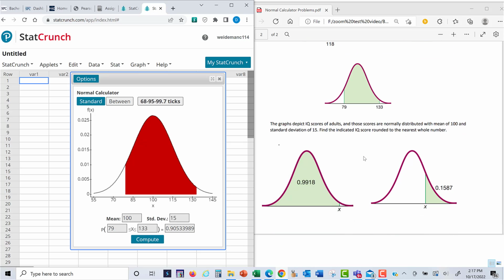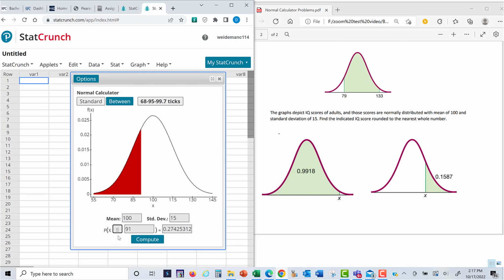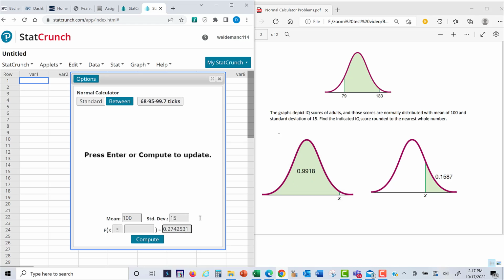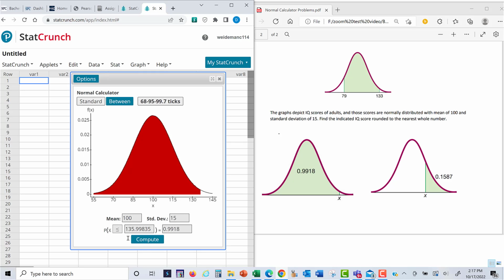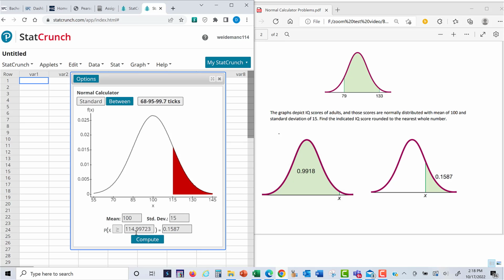Okay, and then again, let's flip it around and let's say we have the area, the probability, we want to know what would be the IQ score. So I'm going to go back to the standard, make sure I've got less than or equal to, and I want the area probability to be 0.9918, so that's going to go in here. 0.9918, compute. It's going to be a pretty high IQ score, about 136. And then I want to find the IQ score that about 15.87% of people have a higher IQ score than that value. So I'm going to change this to greater than or equal to, and I'm going to put in the area probability of 0.1587, and that IQ score is about 115.